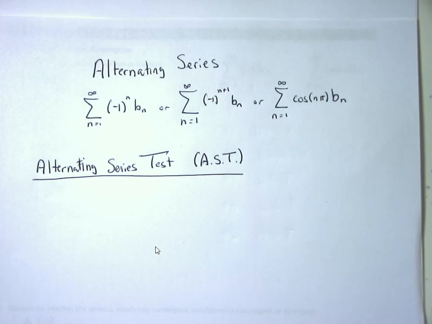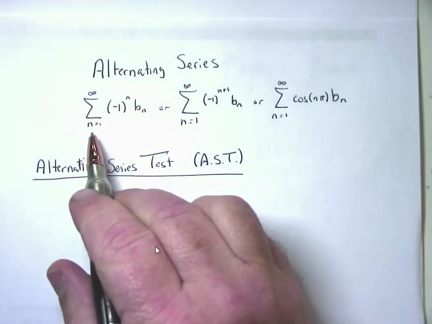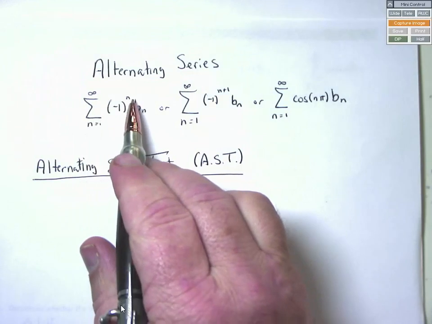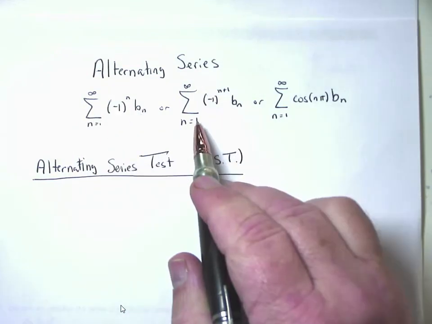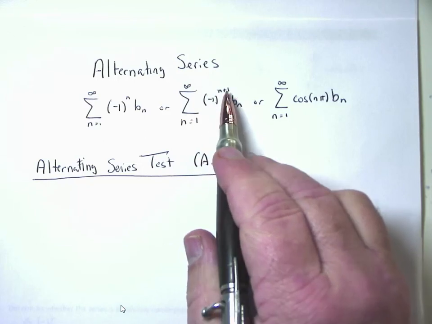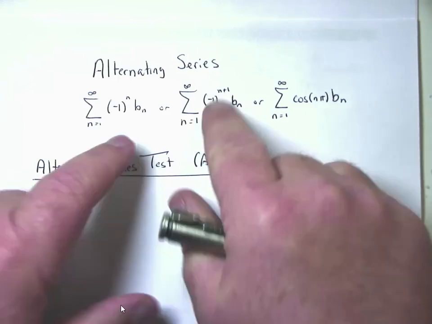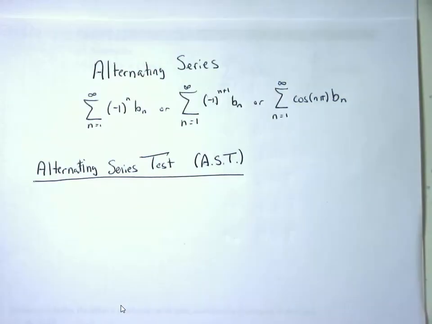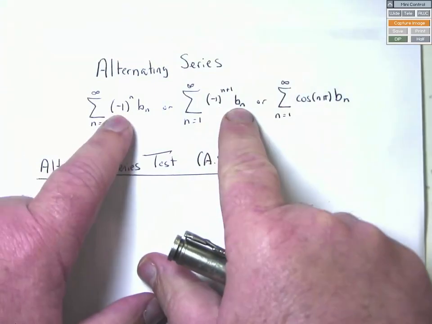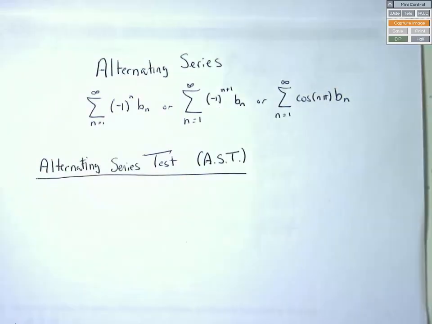An alternating series is of the form that looks like this: the sum as n goes from 1 to infinity of negative 1 to the n times bn. So you've got this negative 1 to the n, or you can write it as the sum as n goes from 1 to infinity of negative 1 to the n plus 1 times bn. It's some kind of negative 1 to a power of n, whether it be n or n plus 1 or even n minus 1.